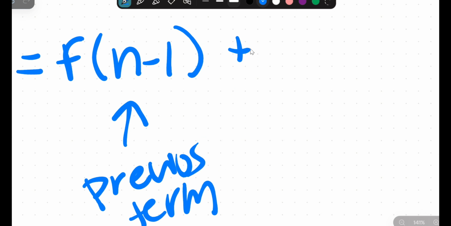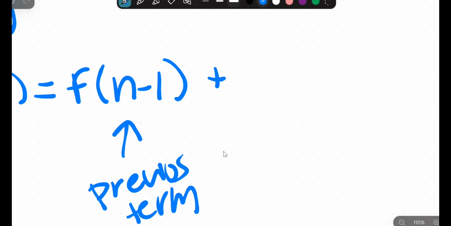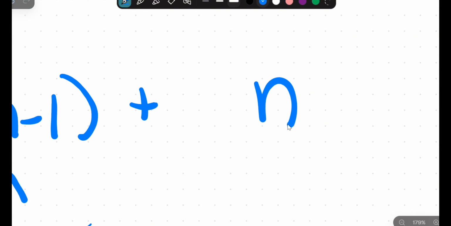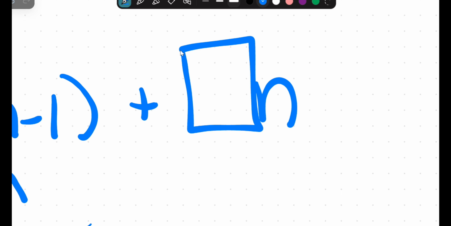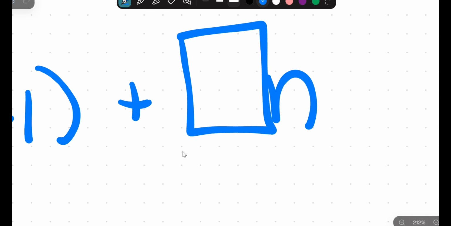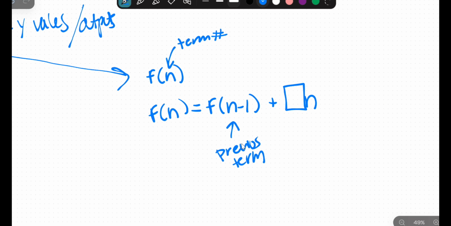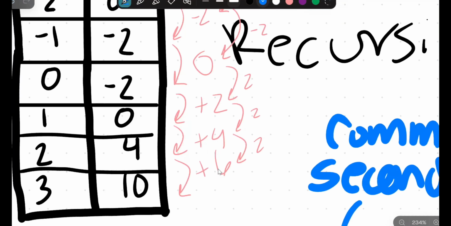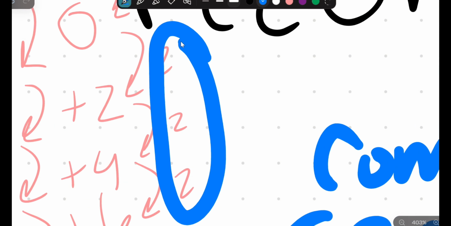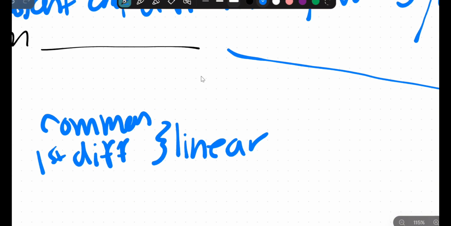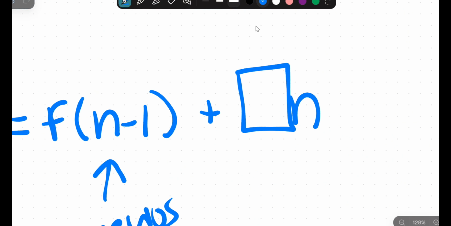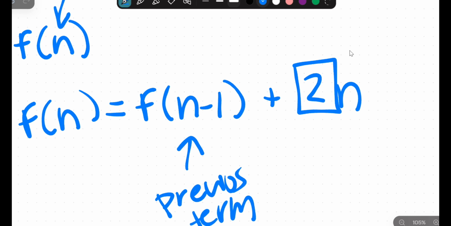And then we also know that since there's a common second difference, we're going to be multiplying by some value, right? We know we're also going to have plus n, but we don't know what we're multiplying with. Since there's a common second difference, we know there has to be some sort of multiplication here, but we don't know what value. So we're going to go back and look. We said there's a common second difference with the value of 2, so that is a number that we're going to plug in over here.